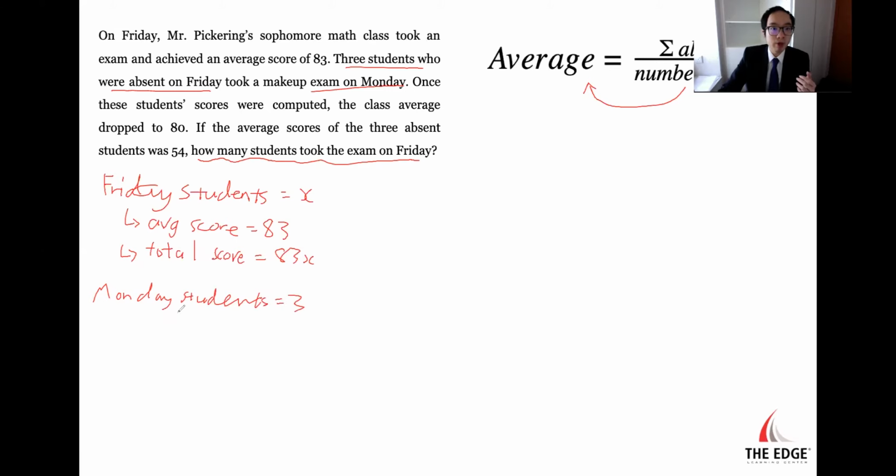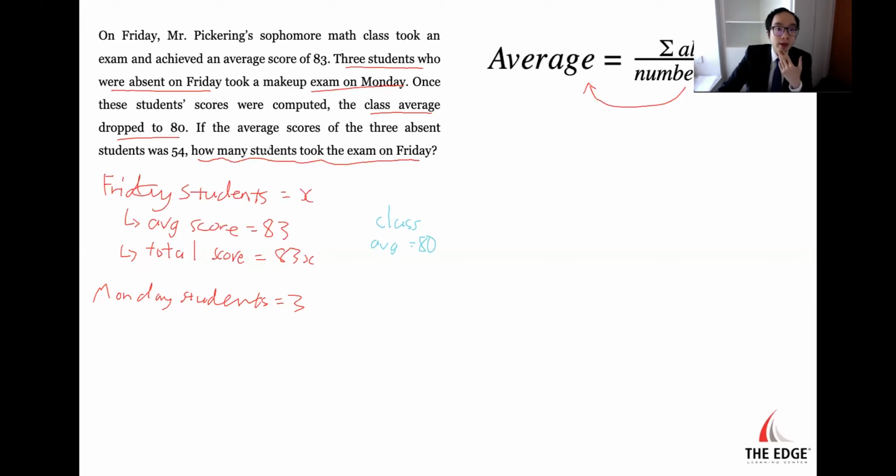Okay, what else do we know? Once these student scores were computed, the class average dropped to 80. Notice how it says the class average. It's not the average of those Monday students, it's the class average. So we'll save that information for later. We'll just say, at the moment, class average equals 80.